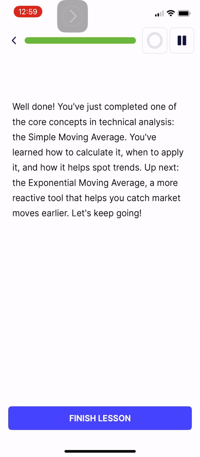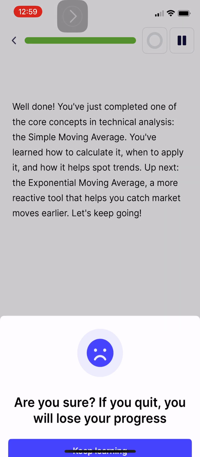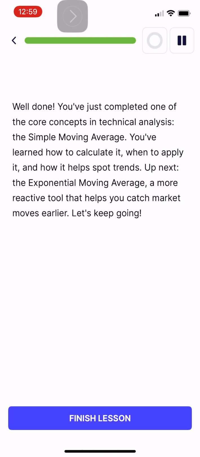Well done! You've just completed one of the core concepts in technical analysis, the simple moving average. You've learned how to calculate it, when to apply it, and how it helps spot trends. Up next, the exponential moving average, a more reactive tool that helps you catch market moves earlier. Let's keep going.